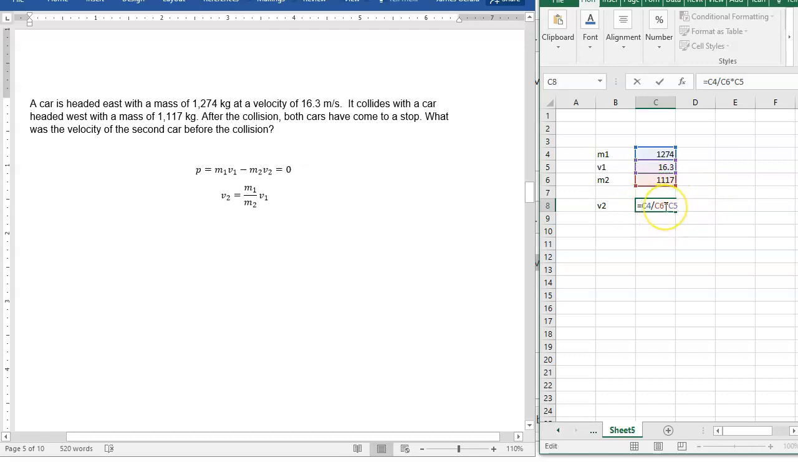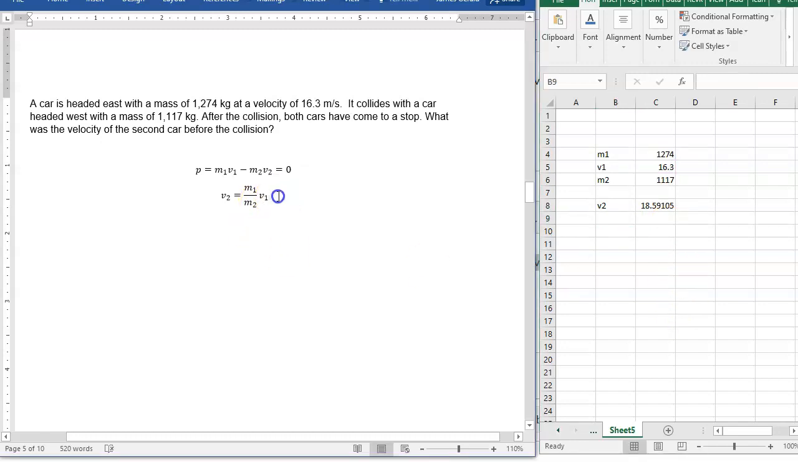But if you're ever in doubt about what it's going to do, all you need to do is put parentheses around that piece. So now it's going to do m1 divided by m2 because it's in parentheses, and then multiply by v1. And we get 18.59 meters per second. And that's it for this problem.